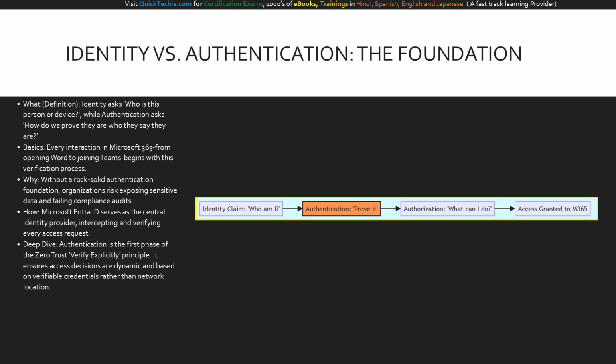On the far left, a user makes an identity claim. Before they can touch any data, they pass through the crucial authentication gateway, the prove it phase. Only after their identity is cryptographically verified does the system move to authorization, determining their specific permissions, and finally granting access to M365. If authentication fails, the flow immediately stops. It is your ultimate frontline defense.